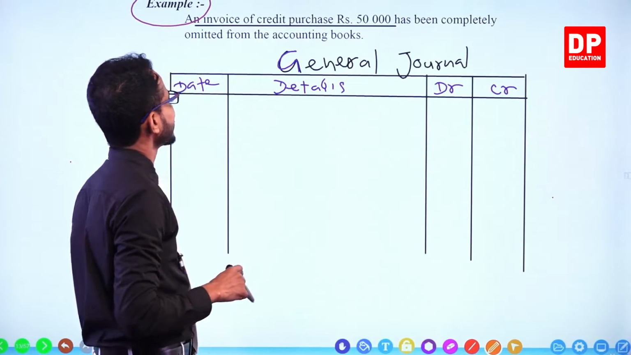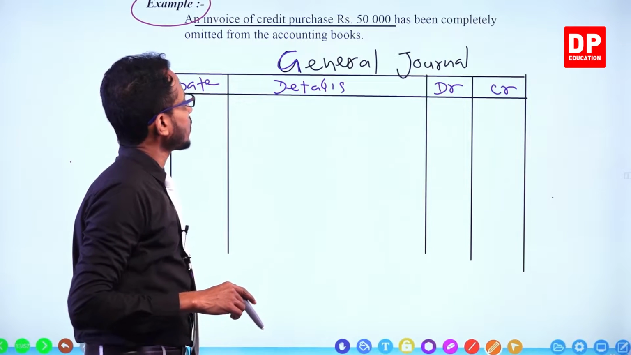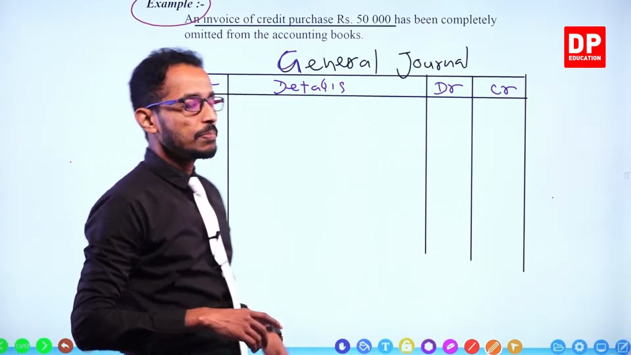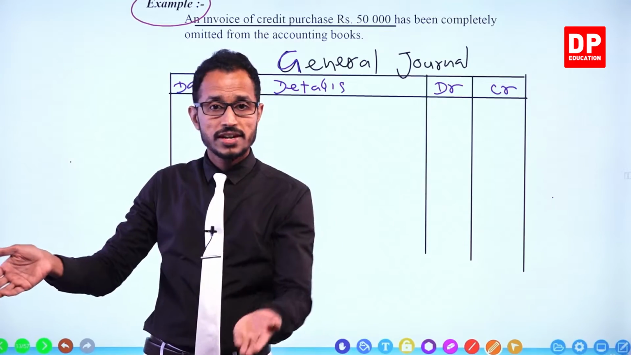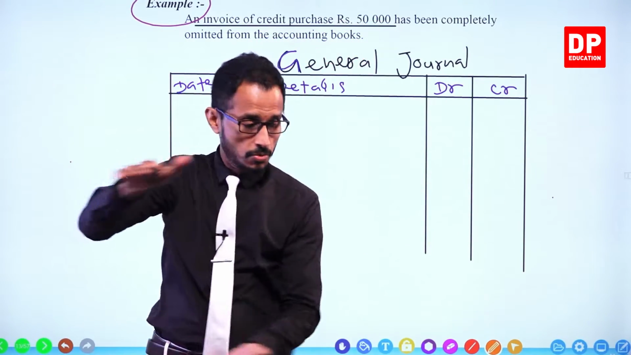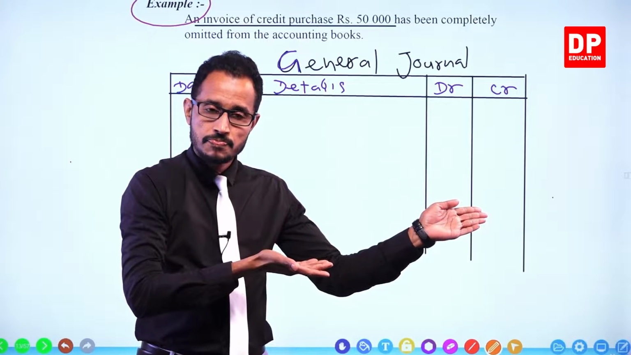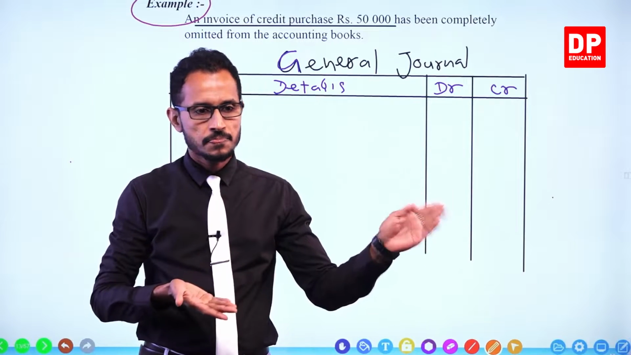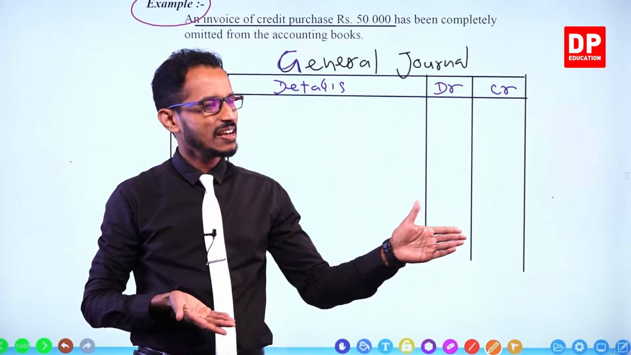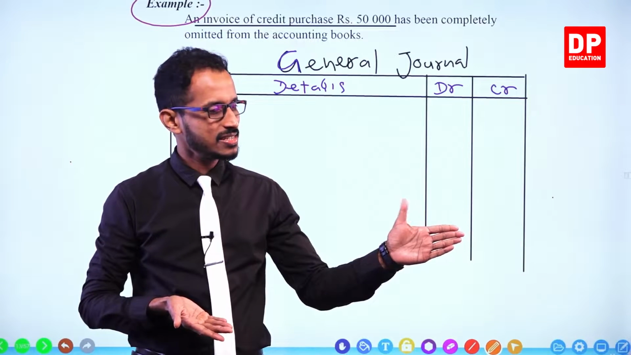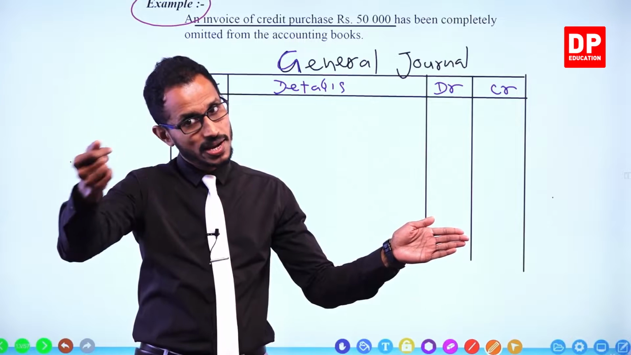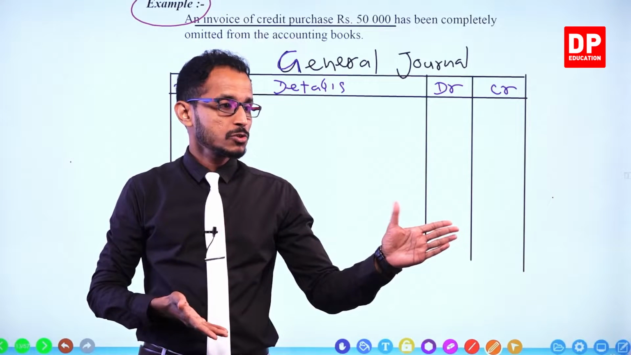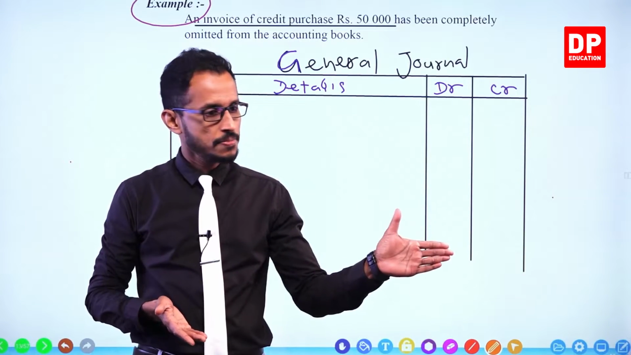So this general journal is used. Invoice of credit purchase 50,000. Credit purchase. We have purchase goods, more and more goods. Purchases means the purchase account should be debited. But since this is a credit purchase, cash is not paid, so cash is not involved. It's a credit purchase. So purchases account obviously should be debited.